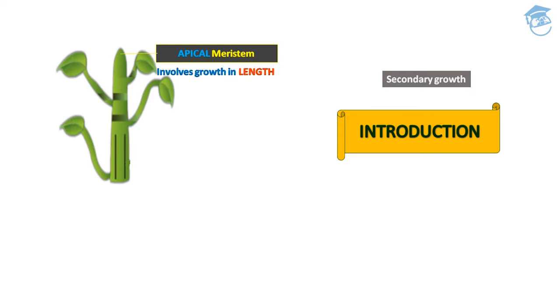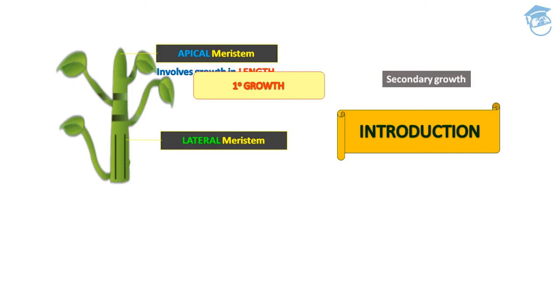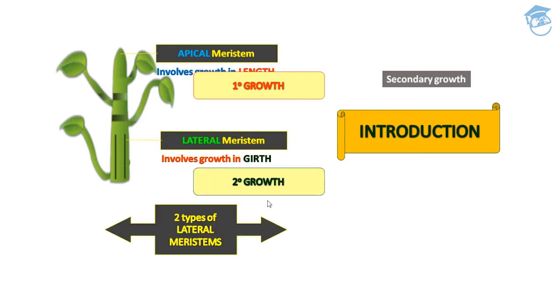As we know, students, apical meristem involves growth in length, and it is responsible for primary growth. The growth of the root and the stem in length with the help of apical meristem is called primary growth. Apart from primary growth, most dicot plants exhibit an increase in girth, and this increase is called secondary growth. Lateral meristems help in improving the girth of a plant, and this is responsible for secondary growth. There are two types of lateral meristem.